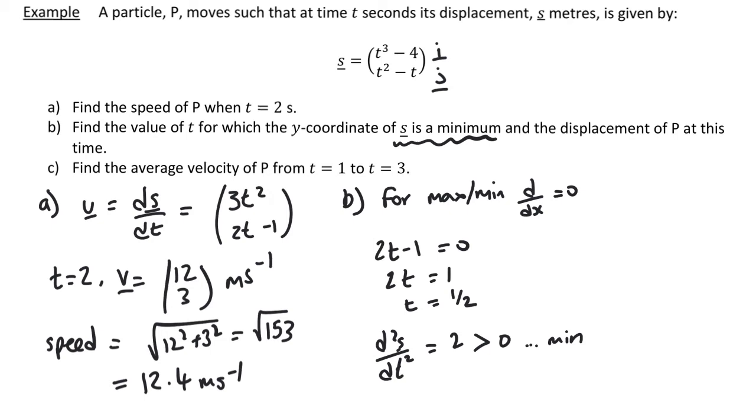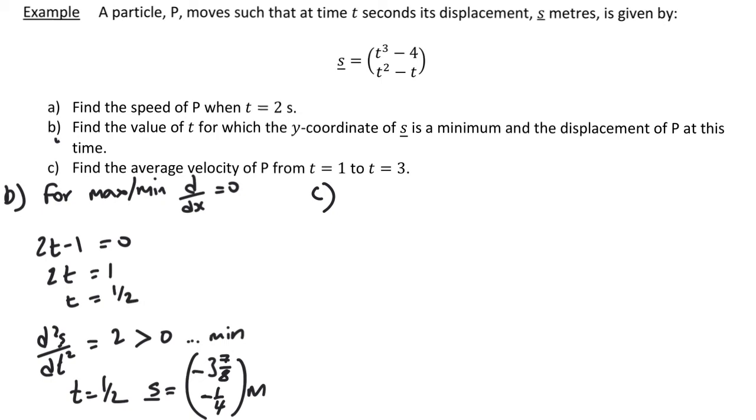So whenever t equals a half, we're going to have a minimum value for the y coordinate and the displacement at this point. So when t equals a half, s is going to equal a half cubed minus 4, which is minus 3 7/8 in the i component, and in the j direction, minus a quarter, and that's meters.